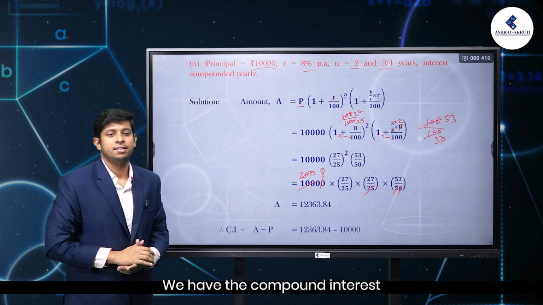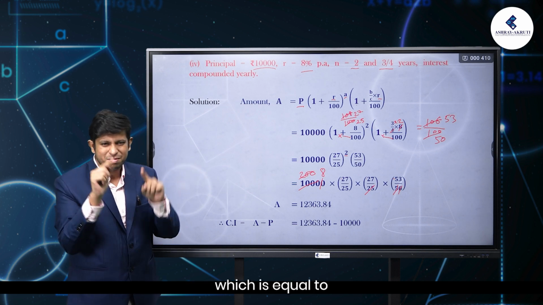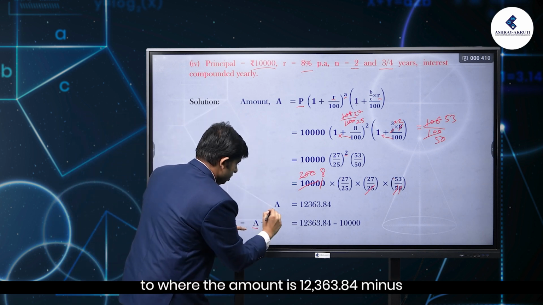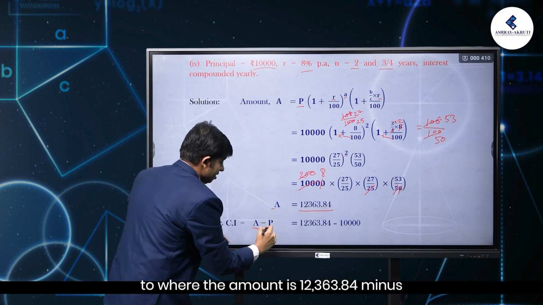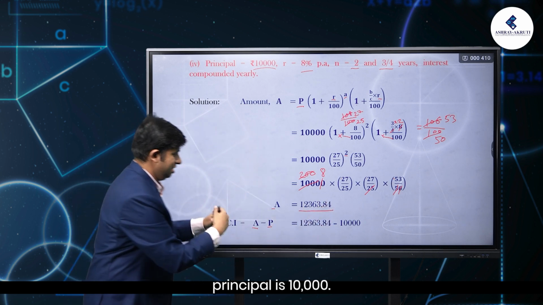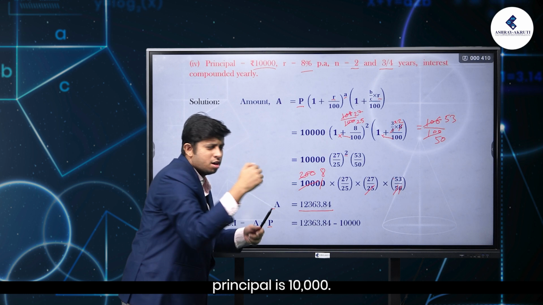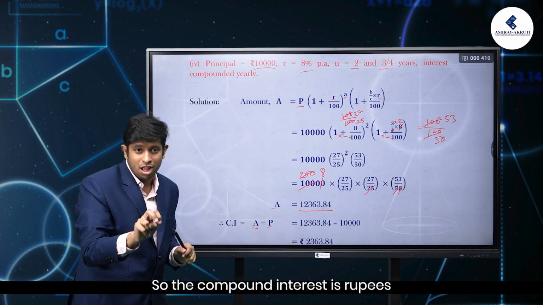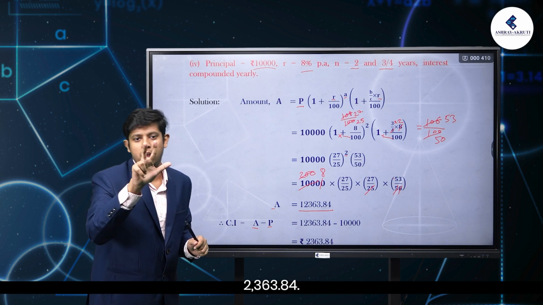We have the compound interest, which is equal to amount minus principal, where the amount is 12,363.84 minus principal is 10,000. So the compound interest is rupees 2,363.84.